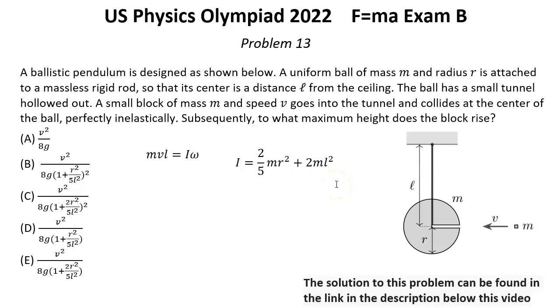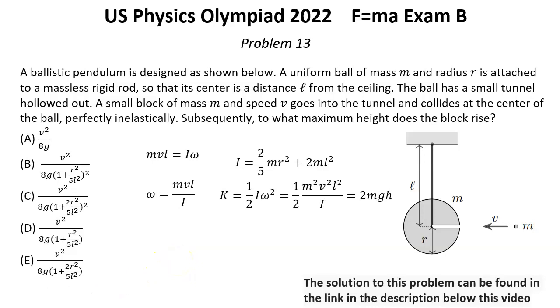And we can write this equation. So it means that omega equals mvl over I. Let's write the expression for kinetic energy, because after the collision this kinetic energy goes into potential energy for the whole system.